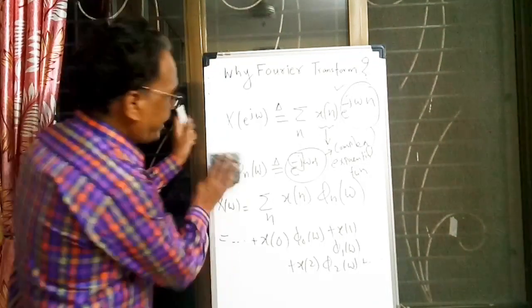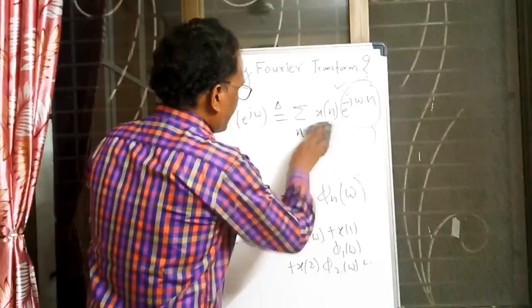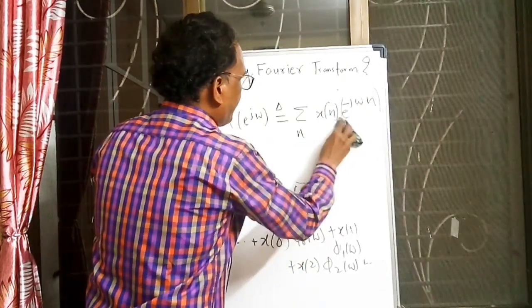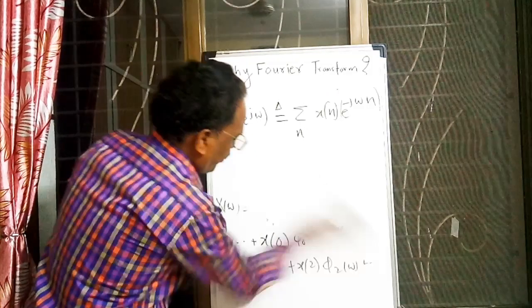Let us again explore this X of omega so as to understand how it is extracting different parameters of the signal x of n.